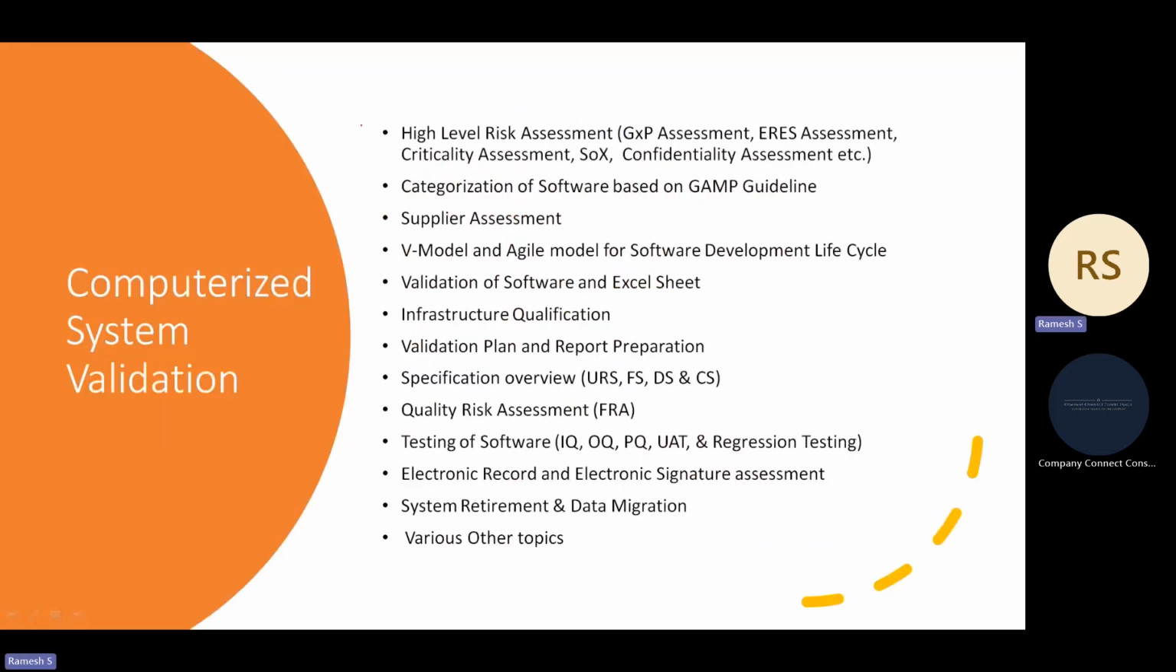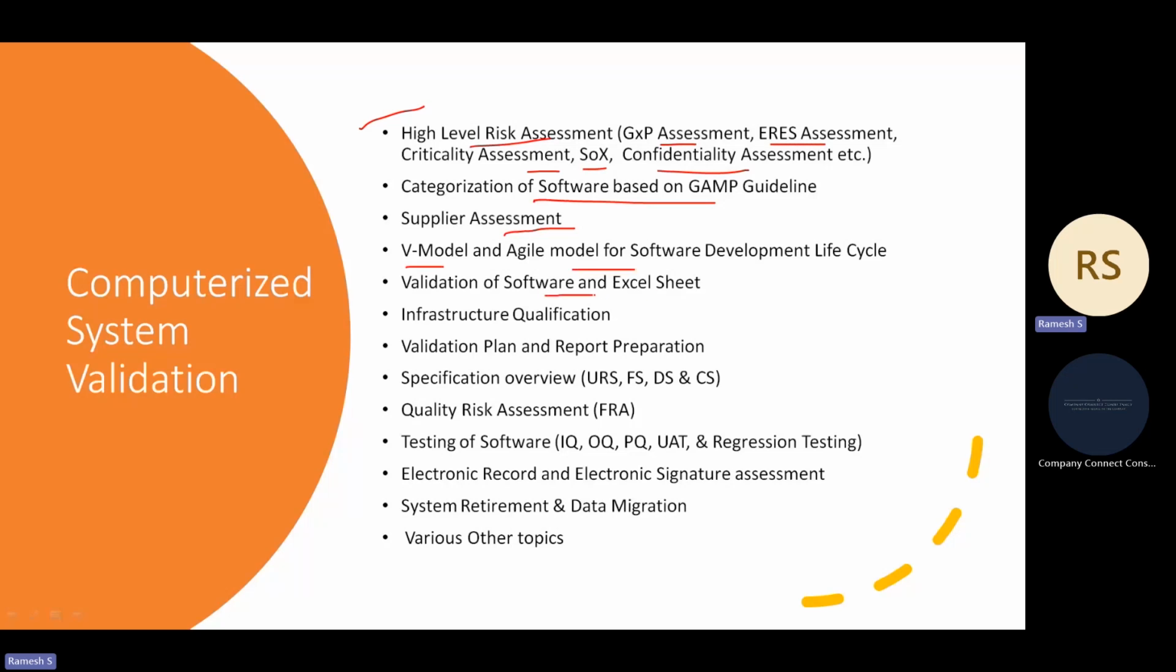Okay, so these are some additional topics we are going to cover in our CSV course, like high level risk assessment, which consists of GXP assessment, ERES assessment, criticality assessment, SOX assessment, and confidentiality assessment. Then how we should categorize the software based upon the GAMP guideline. Then we will also learn about supplier assessment, because software supplier assessment will be slightly different from raw material or API raw material supplier assessment. Then we will also discuss the V model and agile model.